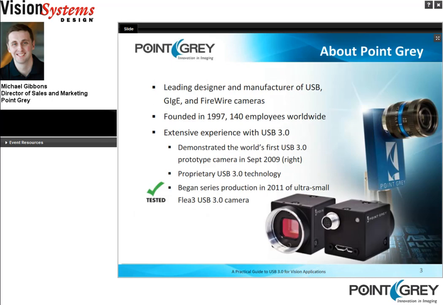So first off, a little bit about Point Grey. We are a leading designer and manufacturer of USB, GigE, and FireWire cameras. We were founded in 1997, so this year actually marks our 15-year anniversary of being in business. We've got about 140 employees worldwide. We have quite a bit of experience with USB 3. We demonstrated the first USB 3 camera in September 2009.